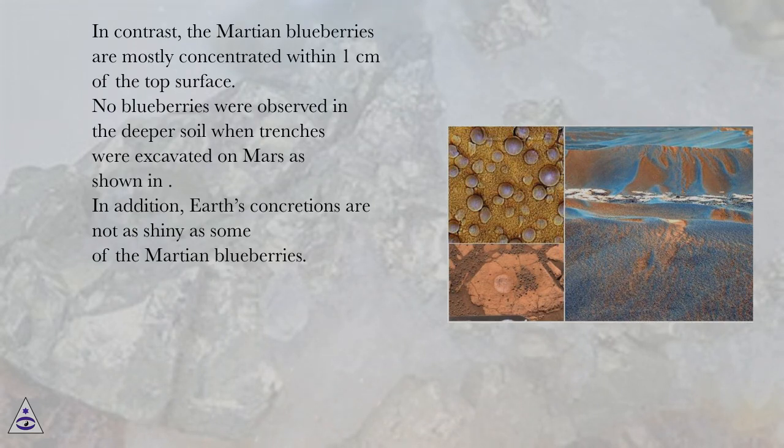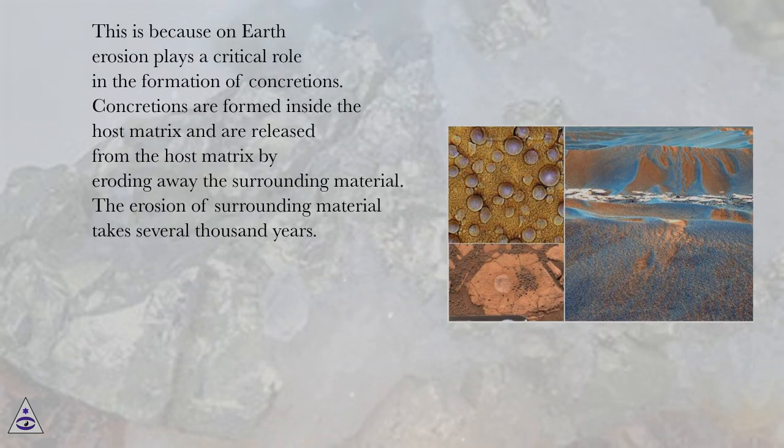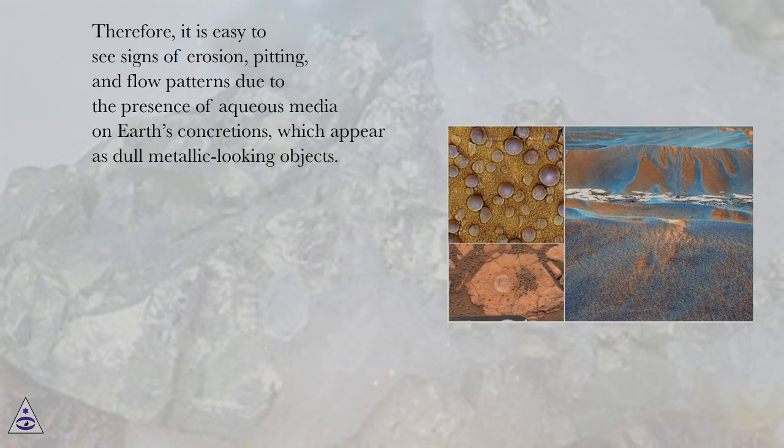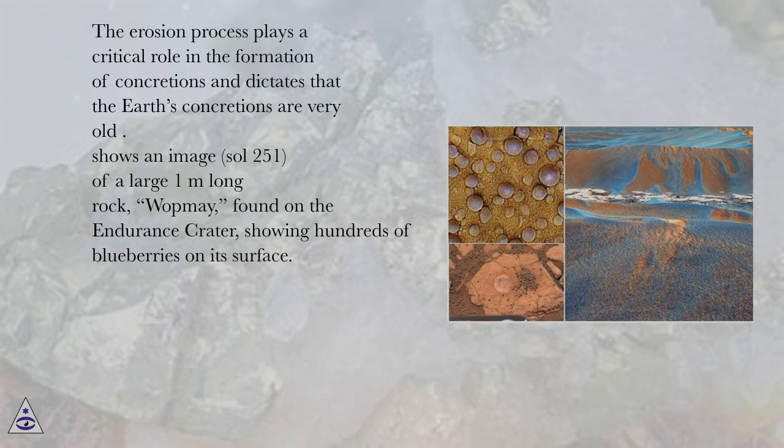In addition, Earth's concretions are not as shiny as some of the Martian blueberries. This is because on Earth erosion plays a critical role in the formation of concretions. Concretions are formed inside the host matrix and are released from the host matrix by eroding away the surrounding material. The erosion of surrounding material takes several thousand years. Therefore, it is easy to see signs of erosion, pitting, and flow patterns due to the presence of aqueous media on Earth's concretions, which appear as dull metallic-looking objects. The erosion process plays a critical role in the formation of concretions and dictates that the Earth's concretions are very old.